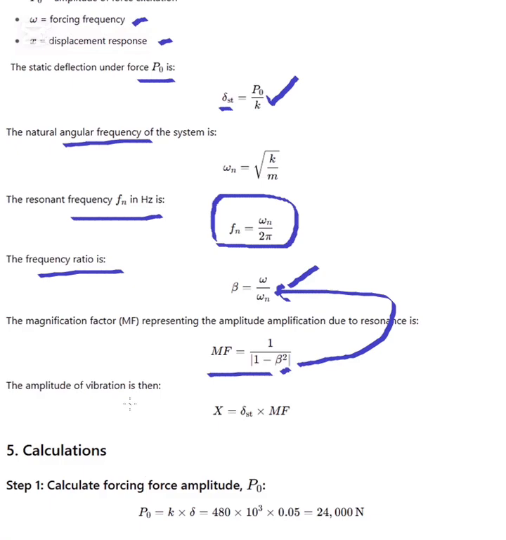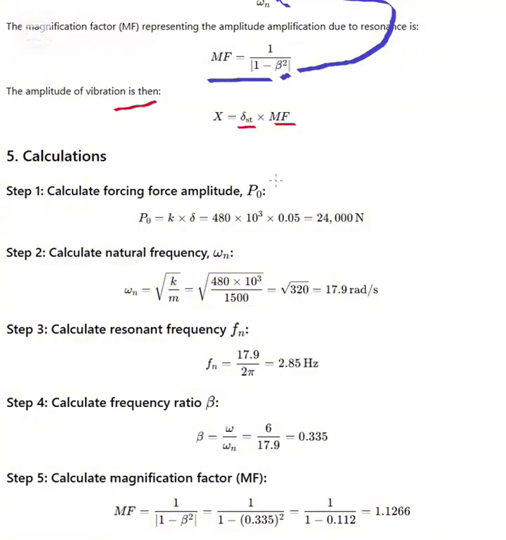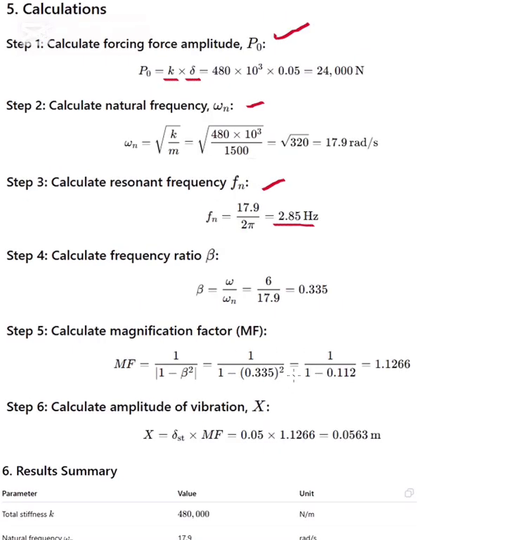Next is the amplitude of vibration. Once we know the magnification factor, we multiply the static deflection by the magnification factor. So in step 1, we calculate p naught, which is k times delta, and calculate the natural frequency and resonant frequency. The resonant frequency is 2.85. Our forcing frequency we know, that's 6. So the ratio between the forcing frequency and natural frequency becomes 0.335.